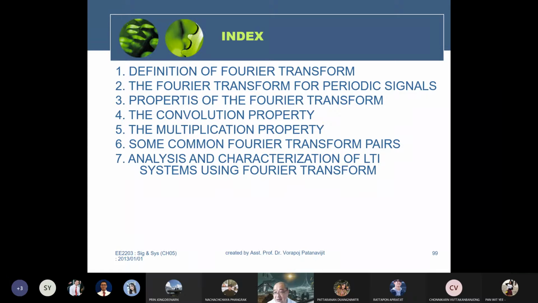There may be about 10 or 12 properties of the Fourier transform, but one of the most important properties that makes the Fourier transform and other transforms such a powerful mathematical tool in engineering is the convolution and multiplication property that we will discuss in this section.